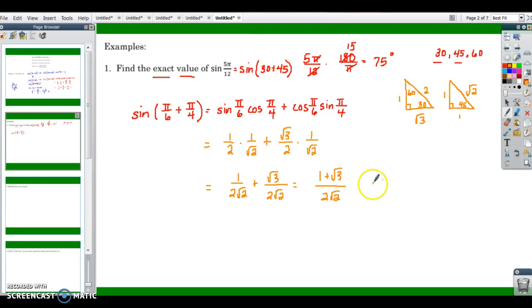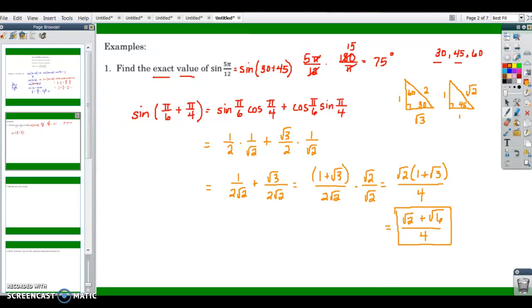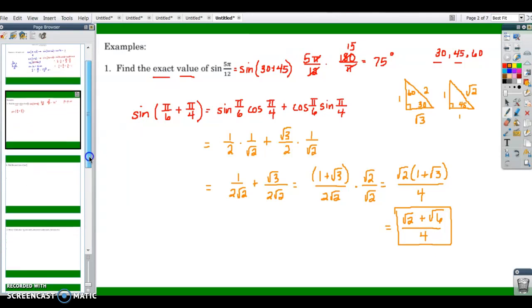Remember, we typically don't leave a radical in the denominator, so we're going to go ahead and rationalize it, which means I'm going to multiply the top and the bottom by root 2. So in the top, that gives me root 2 times 1 plus root 3. Root 2 times root 2 is 2, times that already existing 2 would give me 4. You can leave it like that, or you could distribute that root 2. That would give you root 2 plus root 6 over 4. That is an exact value.